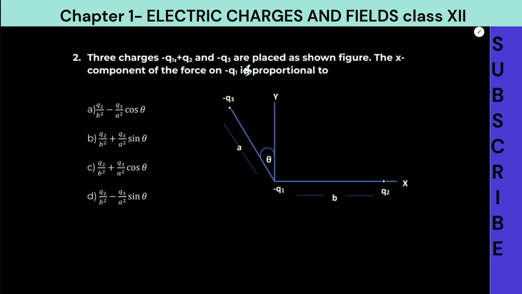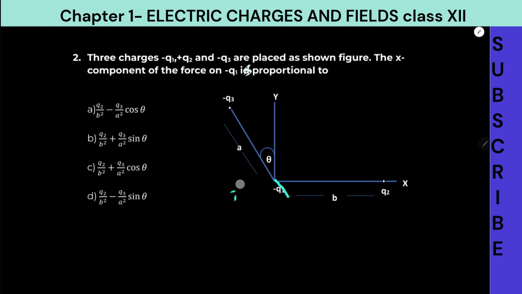Let's see what forces are acting on this minus Q1. First of all, the force acting on minus Q1 due to this Q2 will be along the line joining the two in this direction, and let's call it F1. And what is the next force? That is on Q1 due to Q3, that will be along this direction.